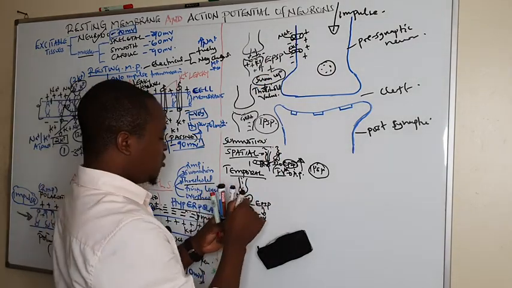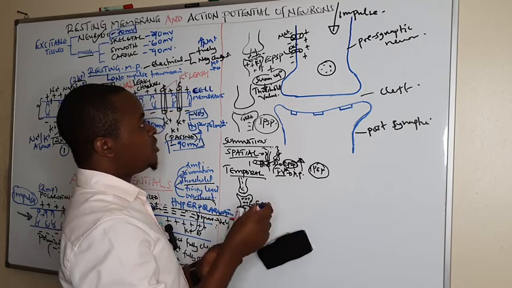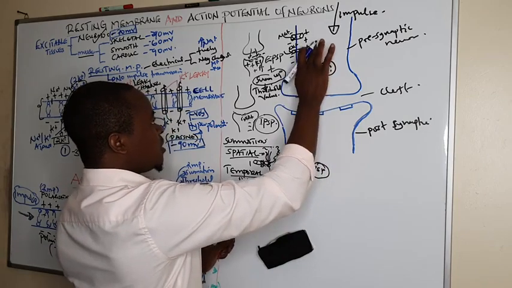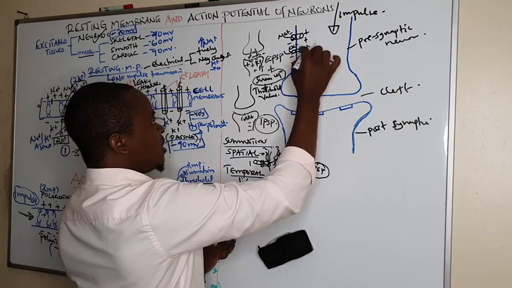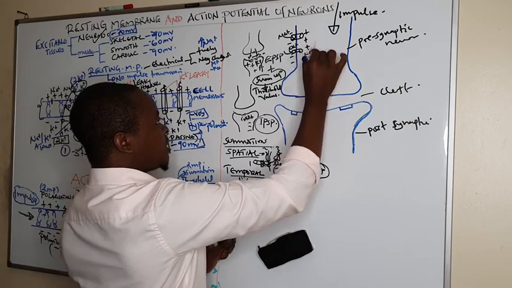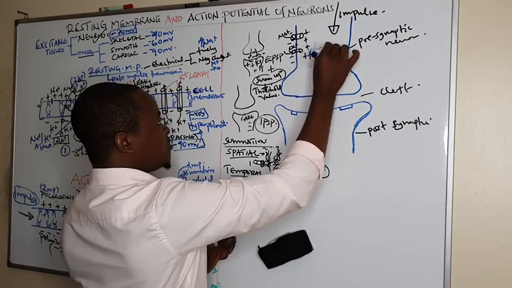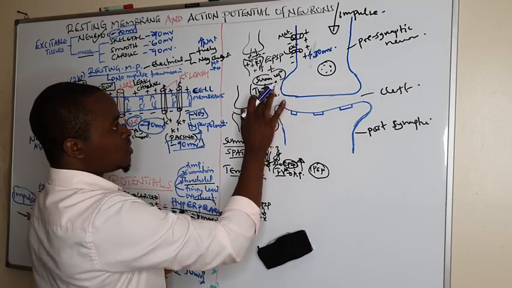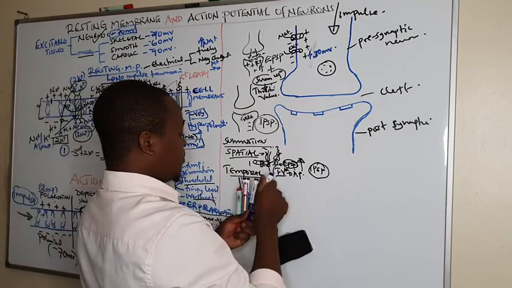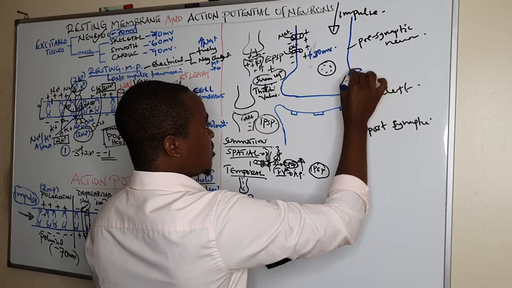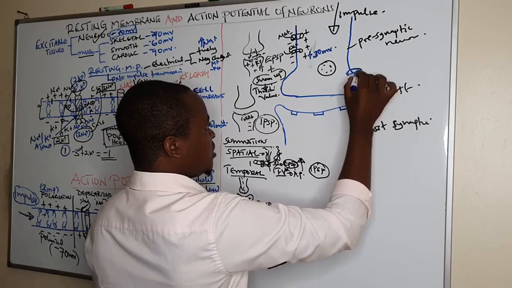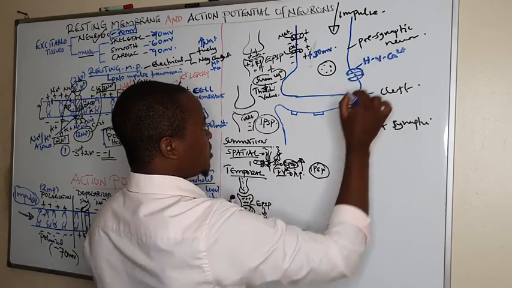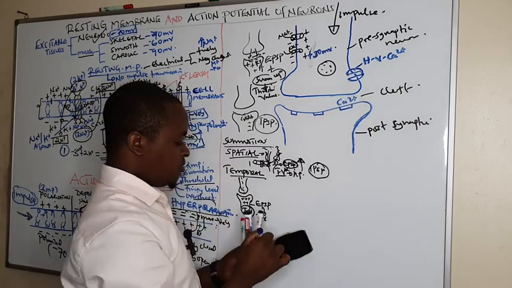And this depolarization must sum up to reach the peak, which is at plus 30 millivolts. It is going to cause opening of the calcium channels, because at this level we have the high voltage gated calcium channels, and in the cleft we always have the calcium.